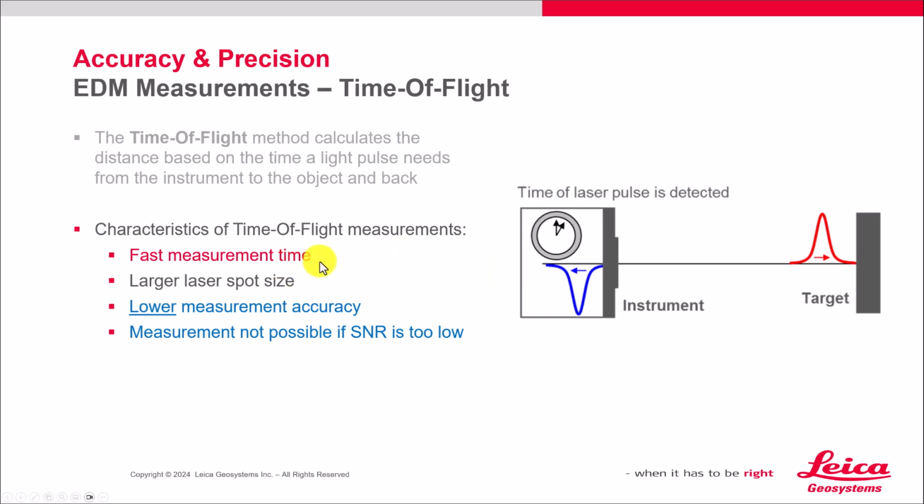Some characteristics of time of flight: it's fast. Laser spot size is large. And the accuracy compared to other methods is the lowest of them. And measurement is not possible if the signal to noise ratio is too low.